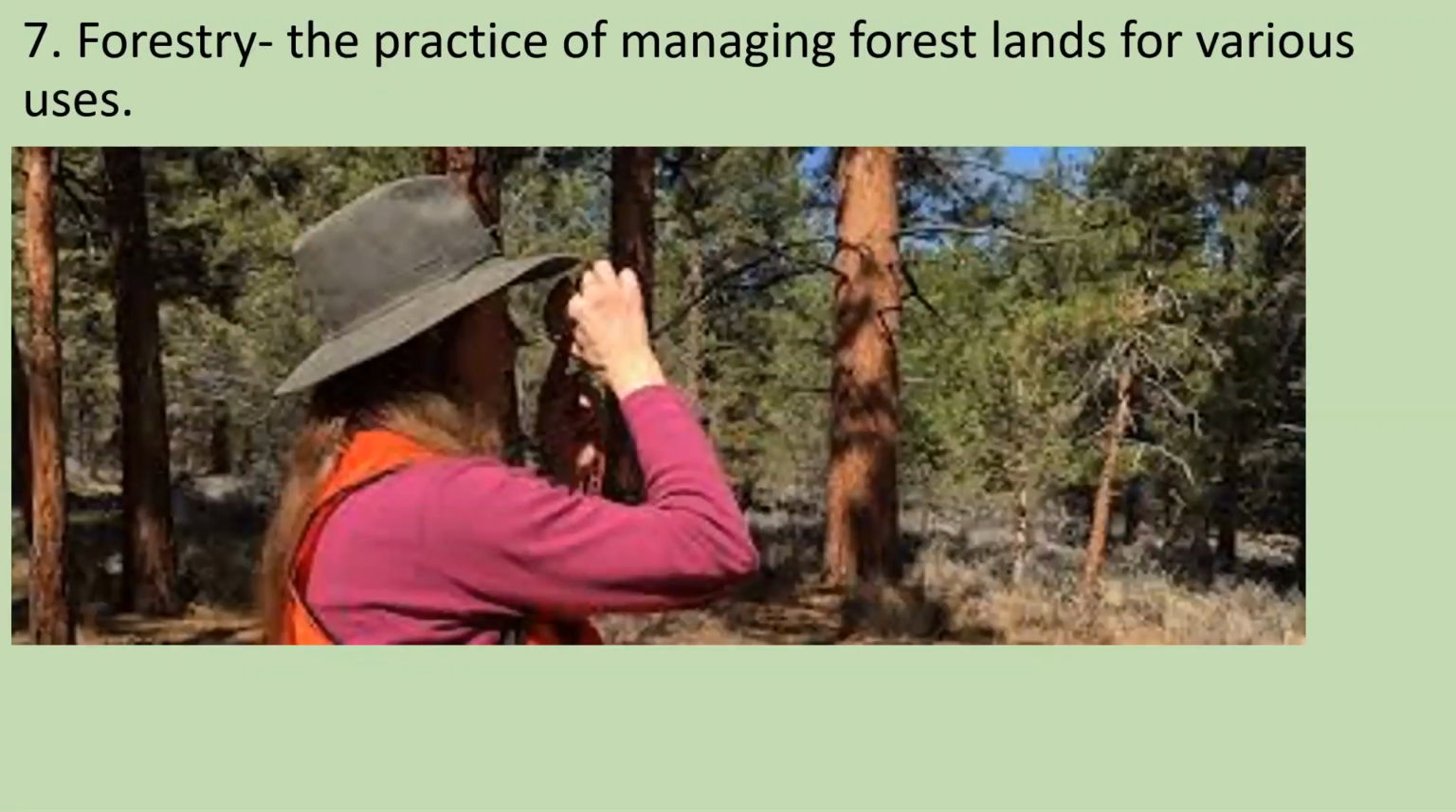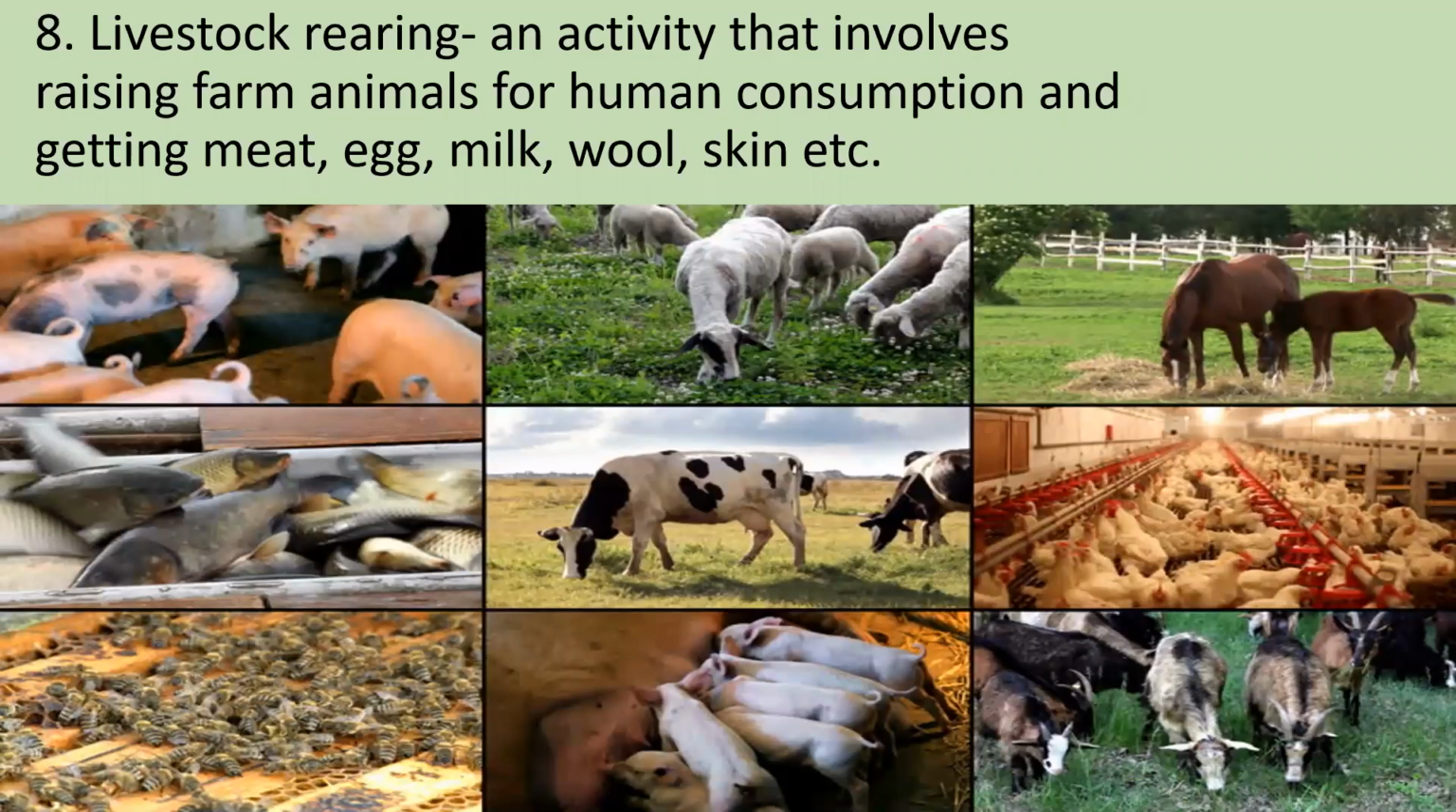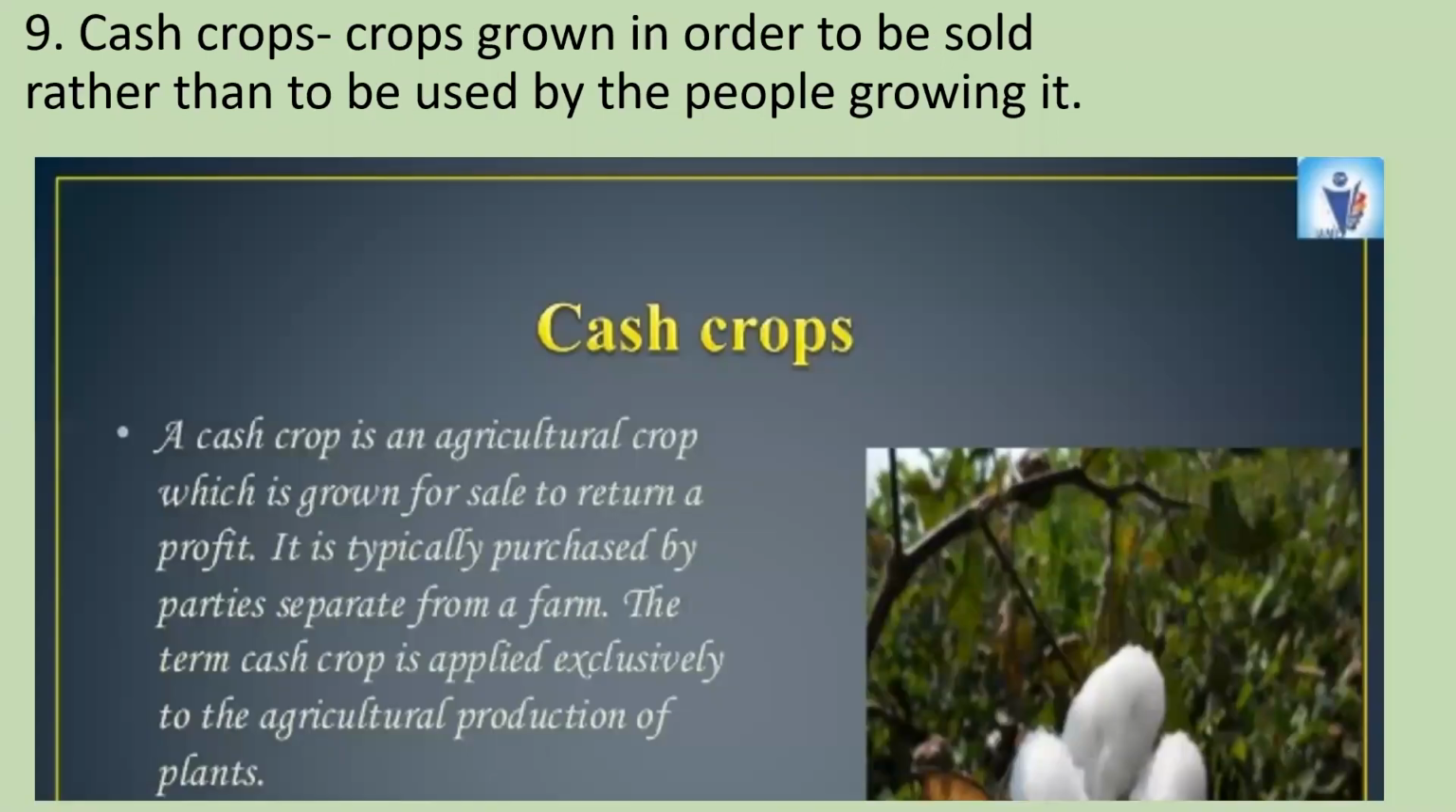Forestry. Here we mean the practice of managing forest lands for various uses. The people who are involved in taking care of the forest lands. So that involvement or that practice, we call forestry. Livestock rearing. Livestock rearing here means, children, an activity that involves raising farm animals for human consumption or else for generating money, by selling meat, egg, milk, wool, skin, etc. So we call this livestock rearing.